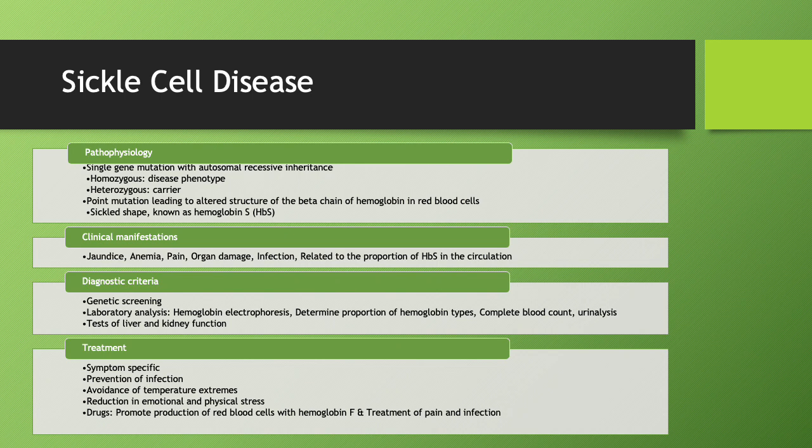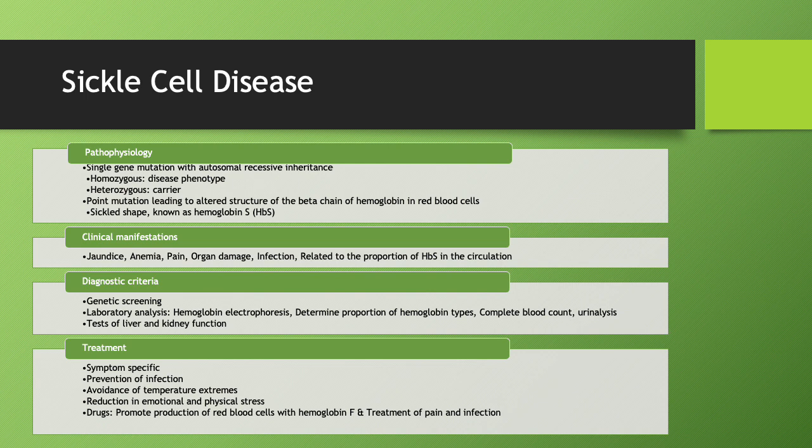As far as your clinical manifestations, you have jaundice, anemia, pain, organ damage, infection, and as far as your sickled cells, you have a high amount of sickling cells within the body at the time that you're having these manifestations. As far as your diagnostic criteria, it depends on your genetics. They'll look at your laboratory analysis, particularly the hemoglobin electrophoresis. They'll determine the amount of your hemoglobin types and their proportions compared to one another.